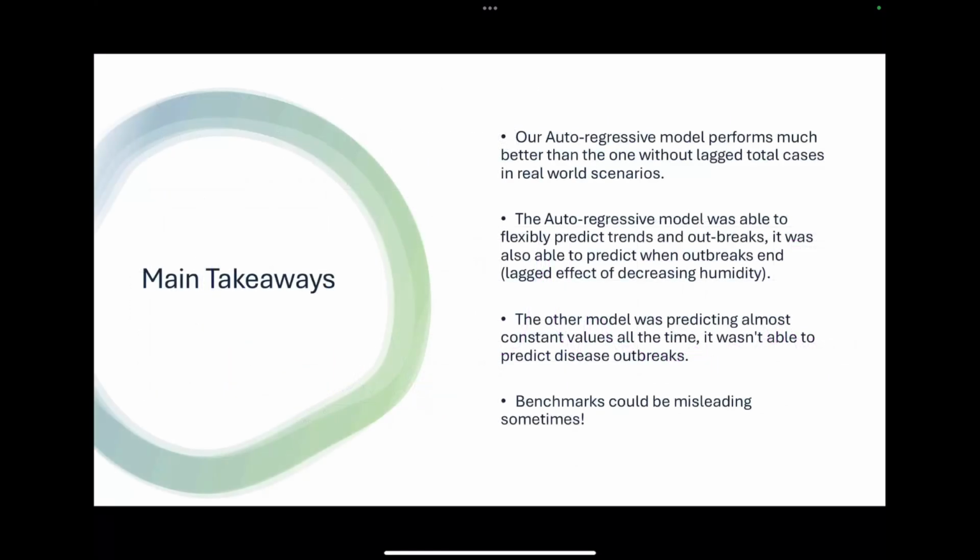The main takeaway is that the autoregressive model performs much better than the one with the lagged total cases in real-world scenarios, and the autoregressive model was able to predict the trends and the outbreaks. It was also able to predict when the outbreaks end. The other model predicted almost constant values all the time; it wasn't able to predict the disease outbreaks. And finally, we want to say that the benchmarks could be misleading sometimes.